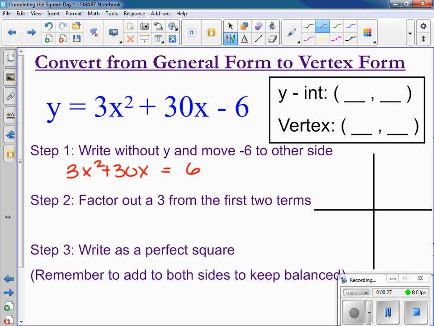Then the next step that's different from last one is we need to factor out a 3, because we can't complete the square without just having a single x squared. So we're going to factor out a 3. So 3x squared, take away 3 just leaves me with the x squared, which is what I want. 30 divided by 3 is 10x. And then I put plus blank, because now I can complete the square because I have just an x squared. And the 6 is still on the other side. We did not take anything out of it, but I needed to write plus blank.